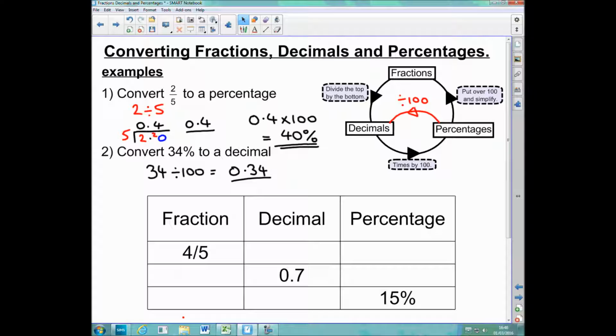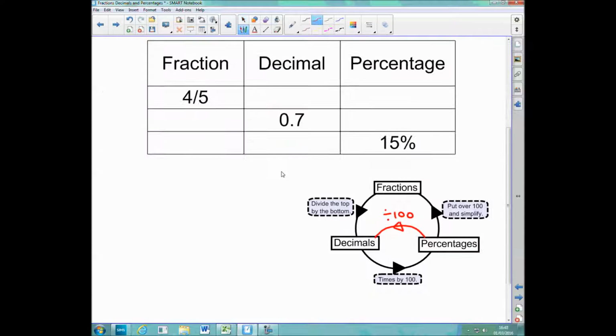Okay, so I want you to have a go at changing fractions to decimals and to percentages, or decimals to percentages and to fractions, or percentages to fractions and decimals. Okay, so I would like you to fill in the table down the bottom here with all of the different things that are missing. Give that a go and I'll go through the answers in a moment.